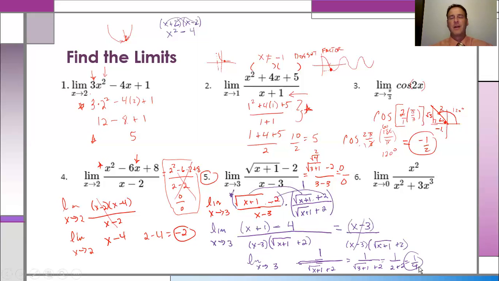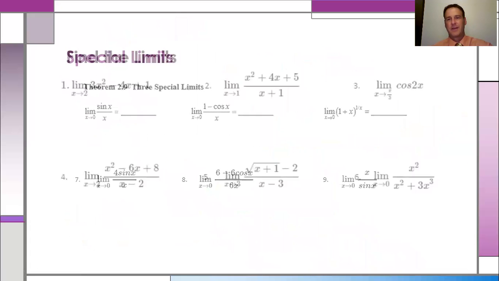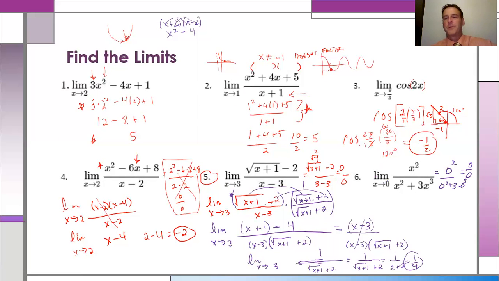Cool. All right, one left on this. And again, just like before, if I were to plug in 0, 0 squared over 0 squared plus 3 times 0 cubed, that's still 0 over 0, and I don't like that. Dang it. Like, dang, one more page? Actually, that last page is easy. So here's what you're going to do.